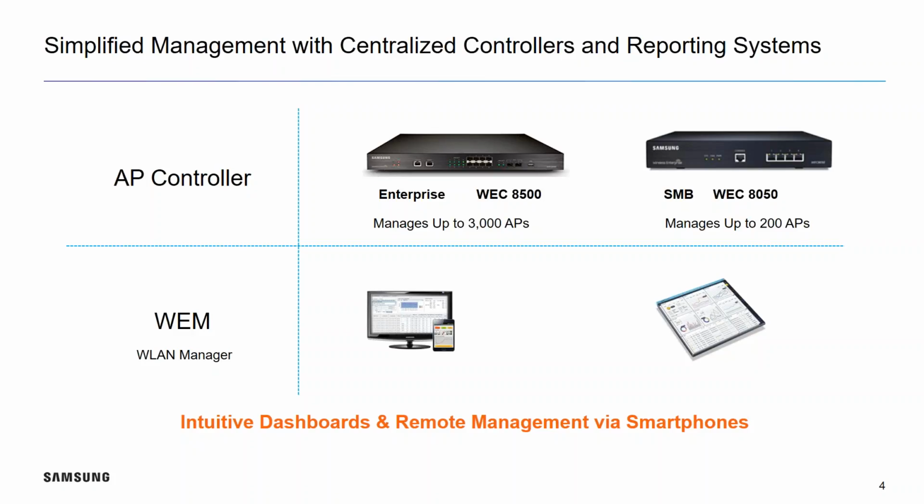These controllers can also be clustered. The SMB can cluster up to 2 to increase the capacity, and the enterprise controller you can cluster up to 6 of those together to increase the capacity. The piece that we're going to talk about more in detail today is the piece here at the bottom, which is called Wireless Enterprise Manager.